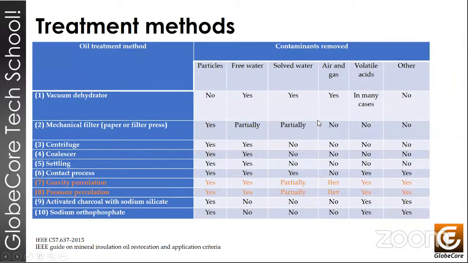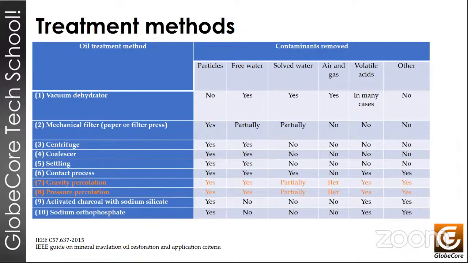Right, so this table here presents the various methods for regenerating dielectric oil and the capabilities of each of those methods. It's a very good table because if we have an oil analysis and we see that there are some problems with the oil, then looking at this table, we can immediately see what process is best for the type of contaminants that we got.